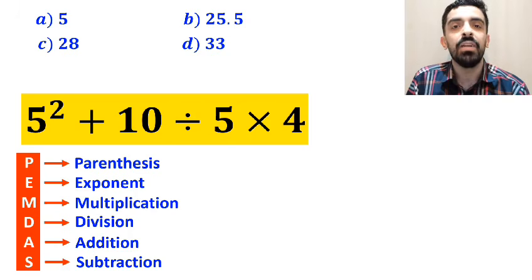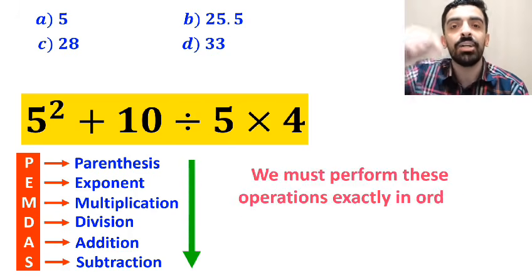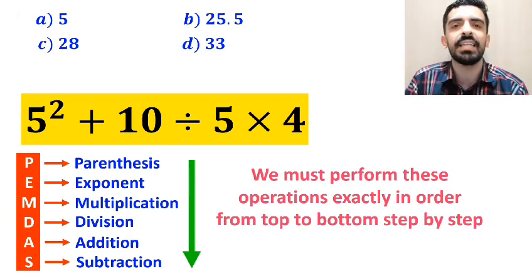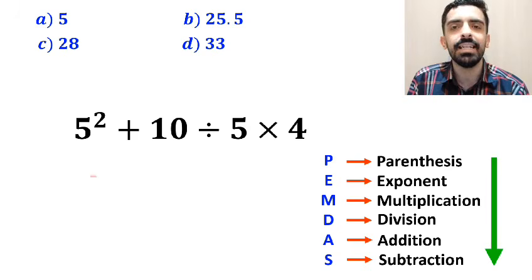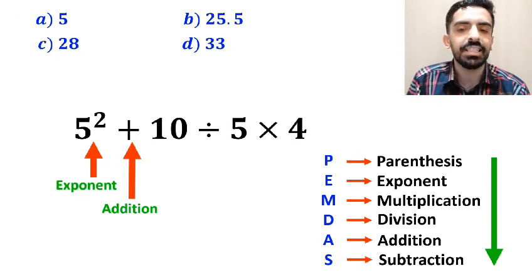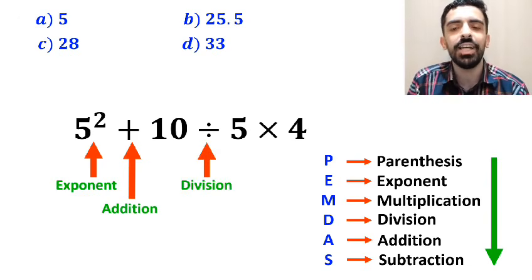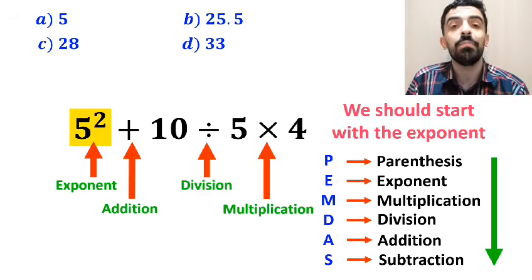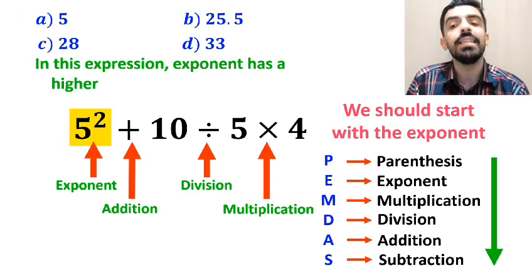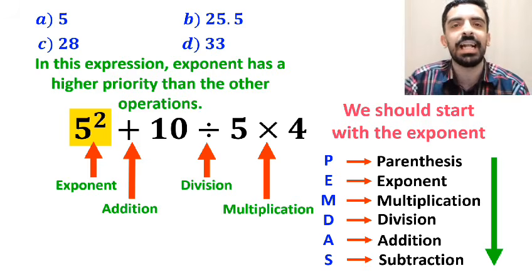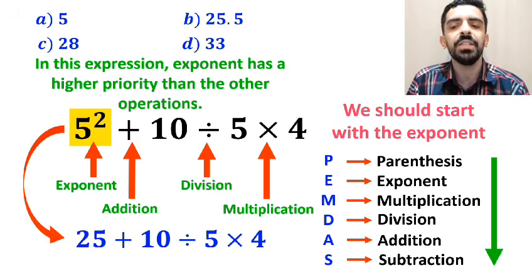Alright, now let me show you how to solve this expression properly. To solve this question, we must follow the PEMDAS rule. We should perform these operations exactly in order from top to bottom, step by step. Okay, as you can see on the screen, in this expression, first we have an exponent, then an addition sign, followed by a division, and finally a multiplication. We should start with the exponent, because in this expression, exponent has a higher priority than the other operations. So, this expression simplified to 25 plus 10 divided by 5 multiplied by 4.